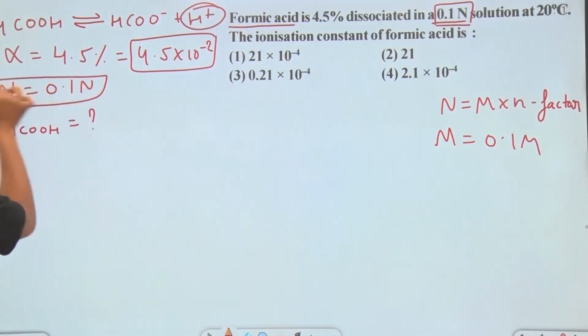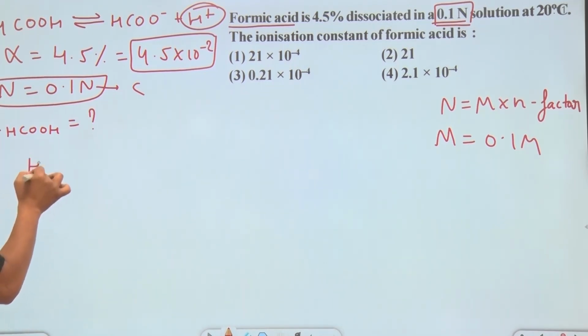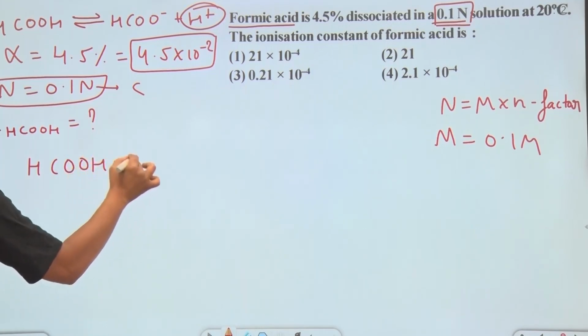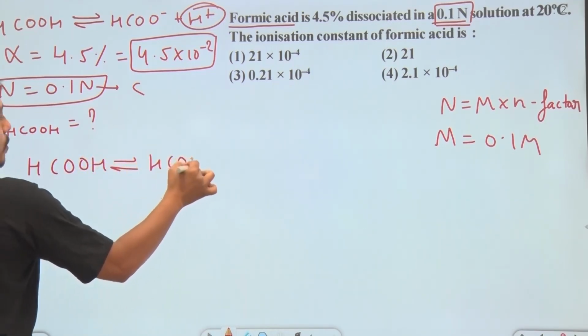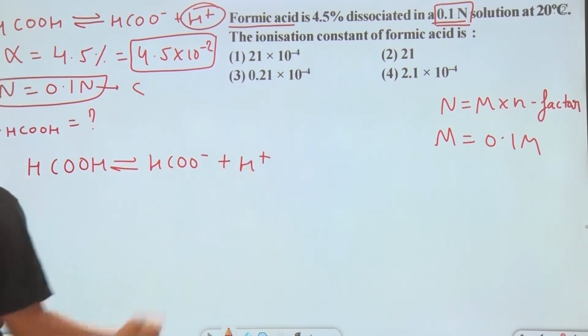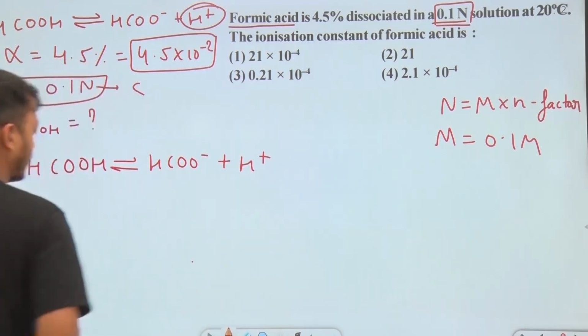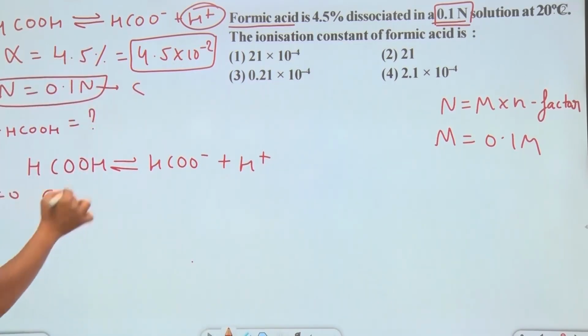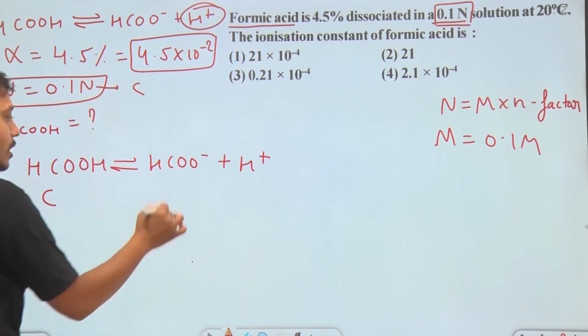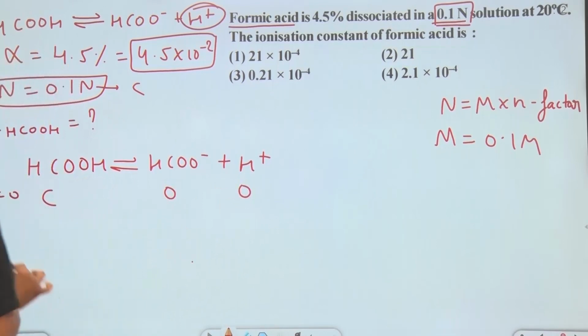This is basically the concentration given in the question. Clear? Now we have to find out the value of K. So HCOOH decomposes into HCOO minus plus H plus. Let's suppose its initial concentration is C, which is already given, that is 0.1, but just suppose we assumed it as C. HCOO minus and H plus are 0.